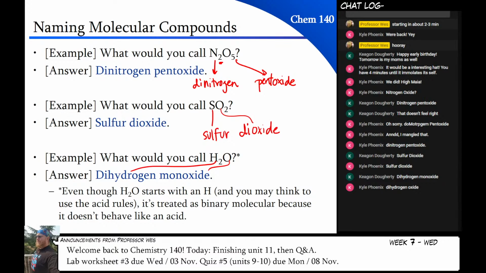Now, water, or dihydrogen monoxide, is the one substance that begins with an H that we don't use the acid rules for. Mostly because water is, by definition, the weakest possible acid. If you are a weaker acid than water, you're called a base. Not that you would know that, because we haven't done any acid-base chemistry, and we won't until 163. But that's just a little extra information for you.